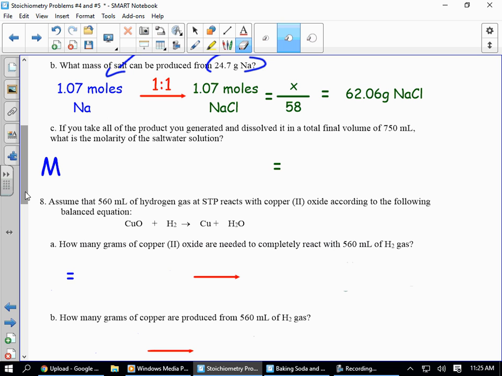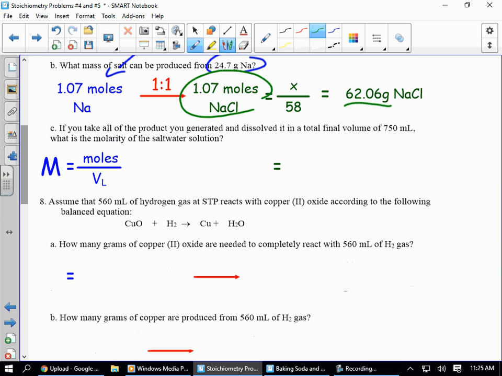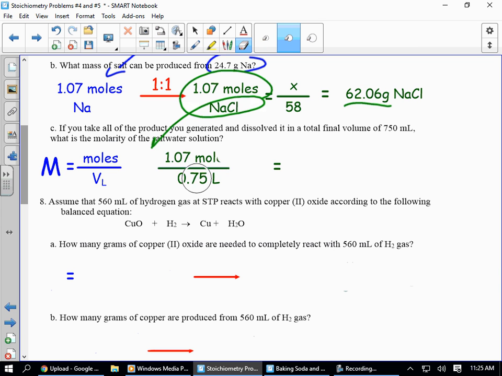Now, if you take all this product and you dissolve it, so if I take all this and put it into water, now your molarity is moles per volume in liters. So that's my mass, but I'm going to actually use this number and bring it down here, and divide that by the amount of water. Now, we have 750 milliliters here, so I have to move it. It's going to be 0.75 liters. And then your molarity is 1.43 molar NaCl.